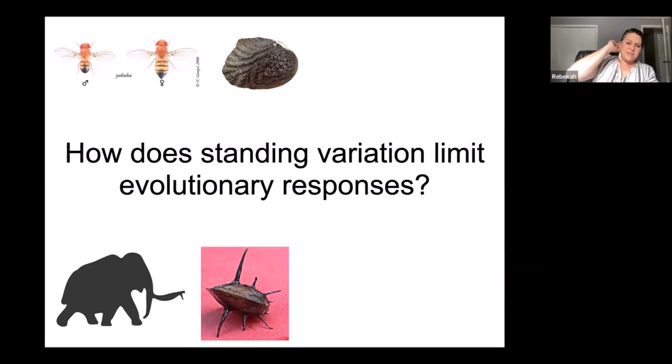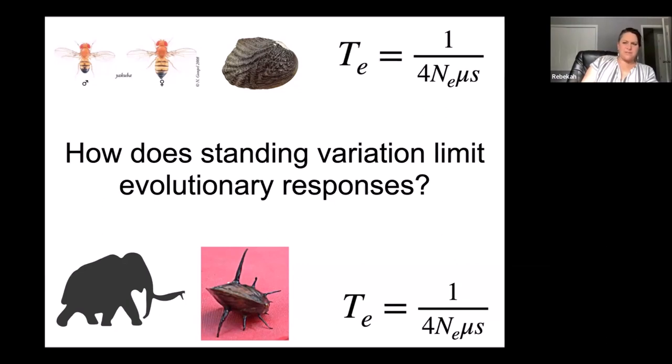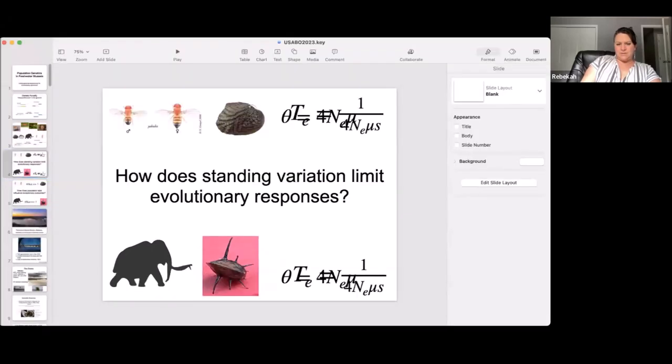If I don't have a mutation right now today available in my population, then I have to rely on new mutations in order to generate the variation that I need to survive changing environments. There are models for that too, and these are actually much more complex to derive. But they depend on, again, the effective population size, the mutation rate, and then the selection coefficient for that mutation. So how beneficial or how detrimental is it? And it's 1/(4 Ne μ s). So if I have a big population size, I have to wait less time to get a new beneficial mutation compared to what I see in a small population.